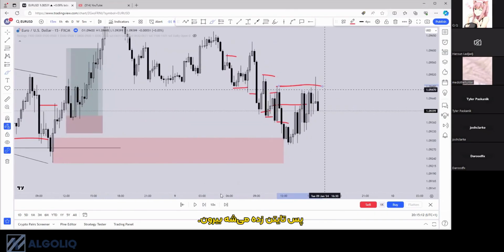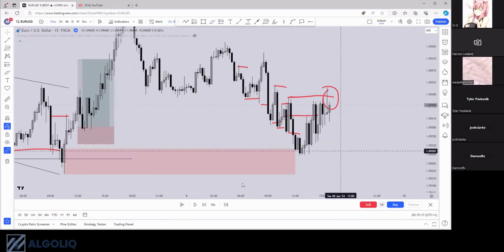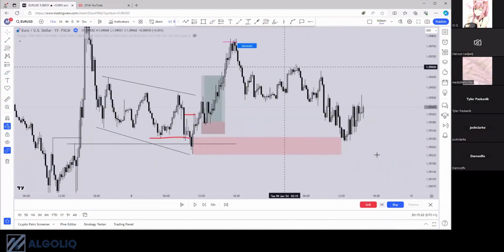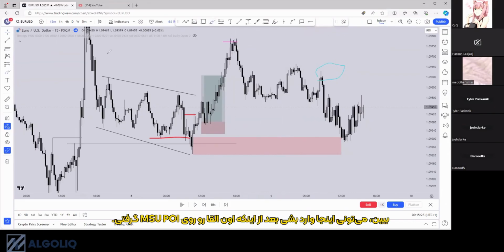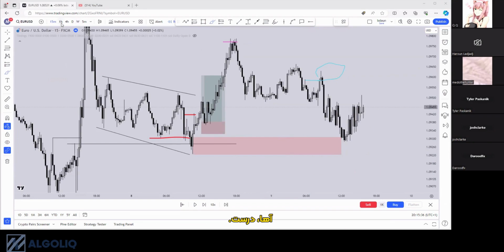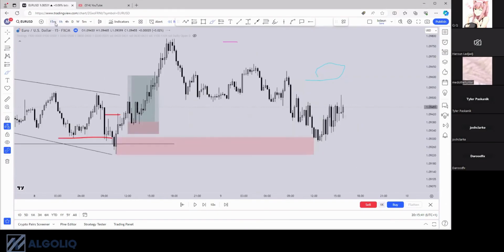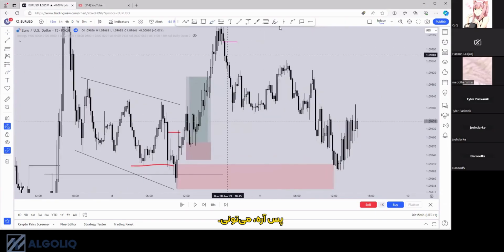So the item gets taken out, then you get some lower time frame confirmation, and you can take the sell. Yeah. Look, we can enter here after taking the inducement on the MSU. Okay, so yeah, you can.